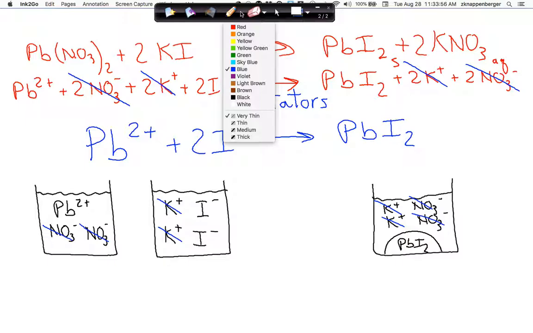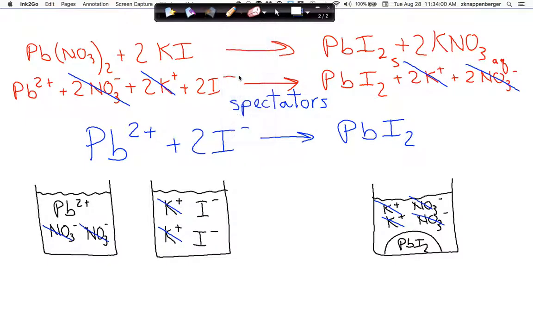This is what is called the complete molecular equation. The top one is what is called the complete molecular equation. That is the way you learned to do this last year.